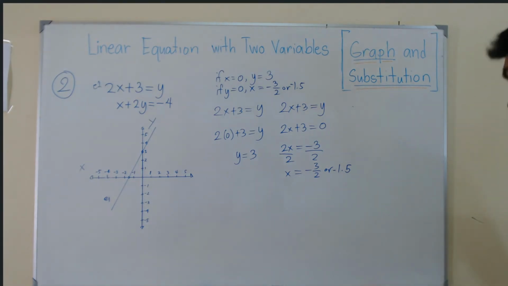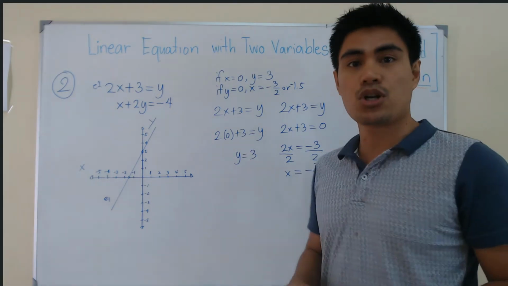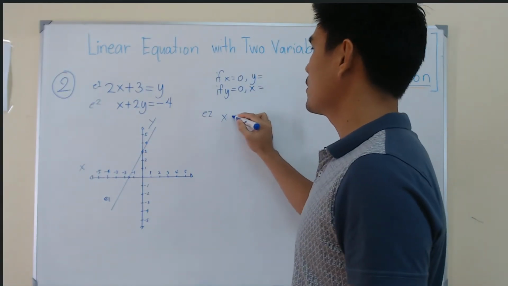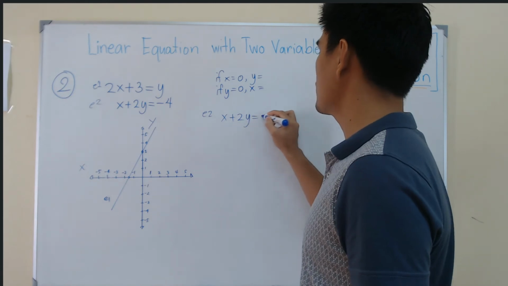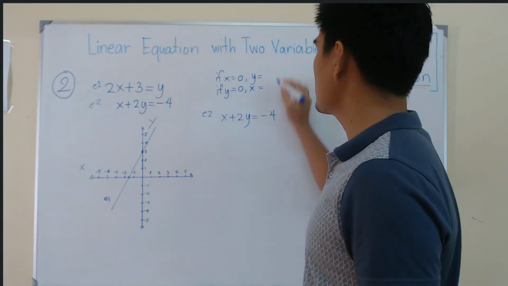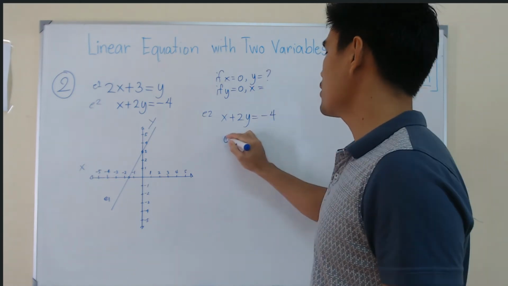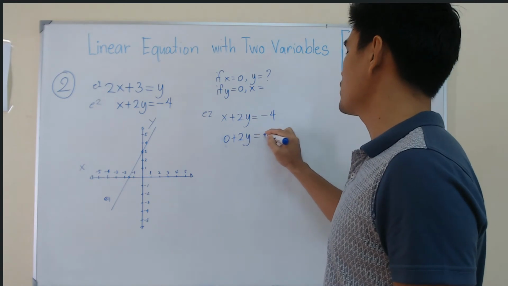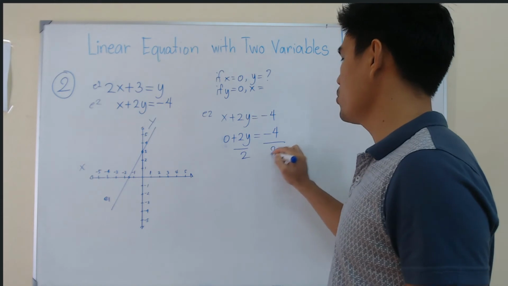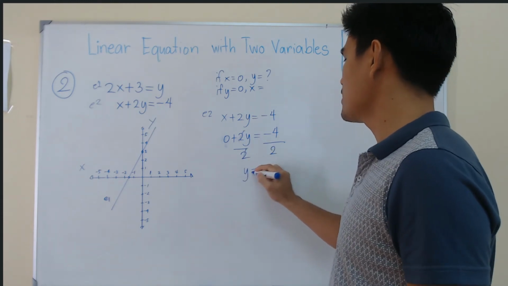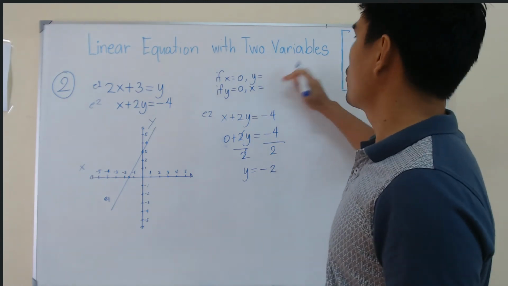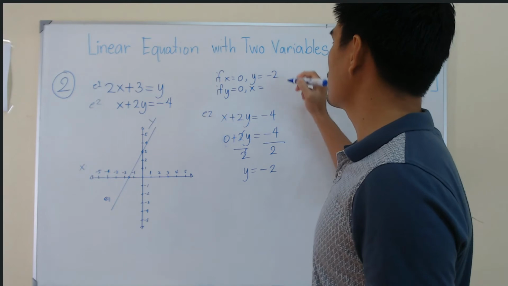Okay, now let's go to equation number 2. x plus 2y is equal to negative 4. If x is 0, y is equal to what? We have 0 plus 2y is equal to negative 4. So divide both sides by 2. So we have y is equal to negative 2. So y is negative 2.